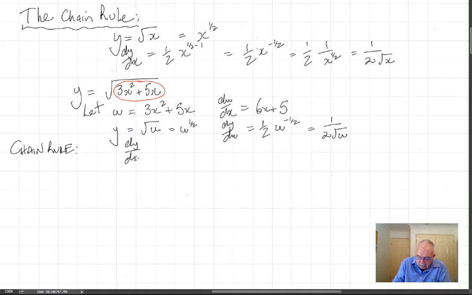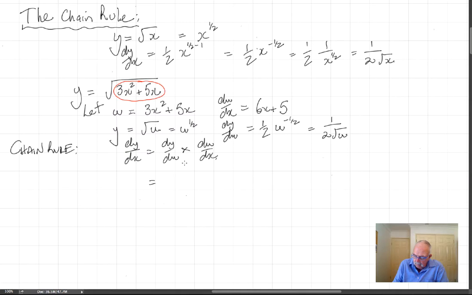Dy dx equals dy du times du dx. Now that's the chain rule. It says that dy dx is dy du times du dx. If you like, you can remember it by thinking that, okay, if we were to cancel that du with that du, we've got dy dx is equal to dy dx. But as you know, dy du is an entity in itself, and so is du dx. Now we do the substitution in.